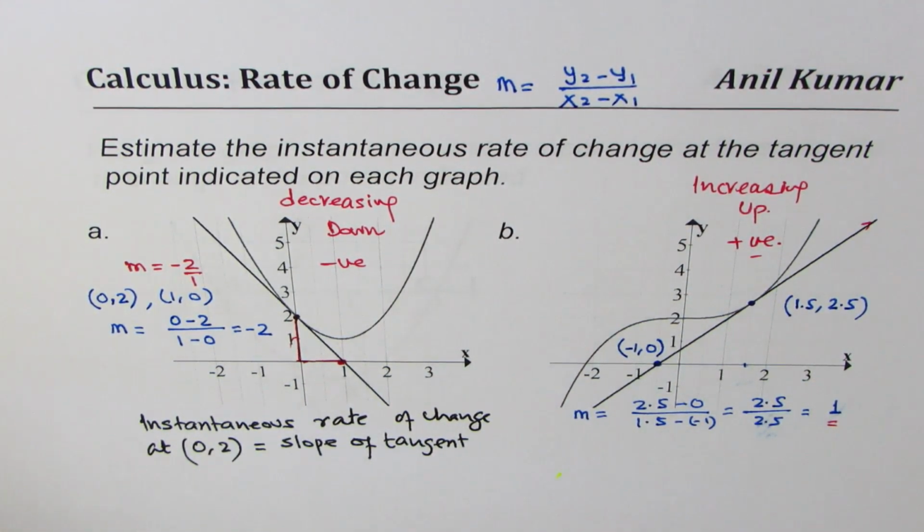So remember, instantaneous rate of change is the slope of the tangent at that point.